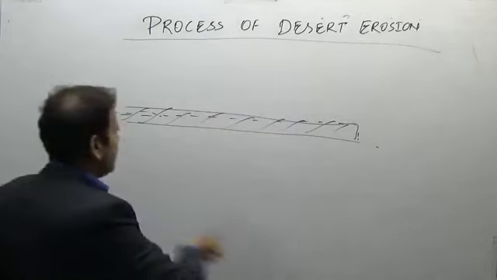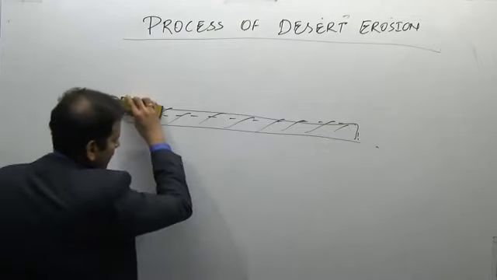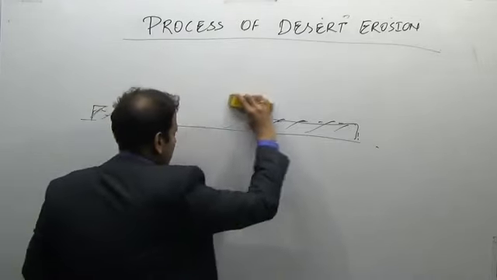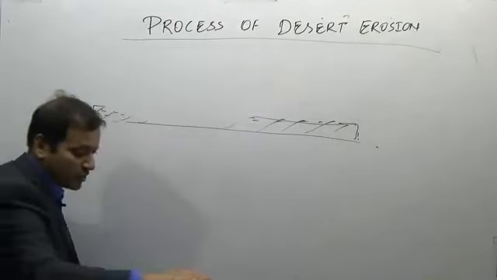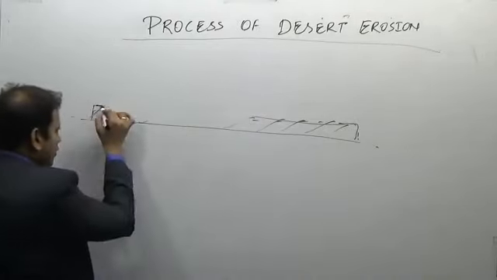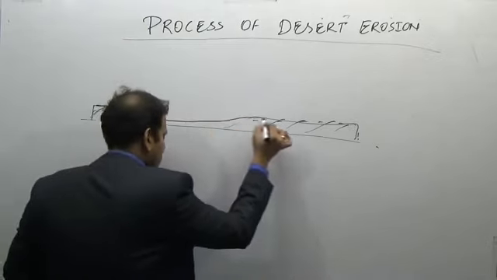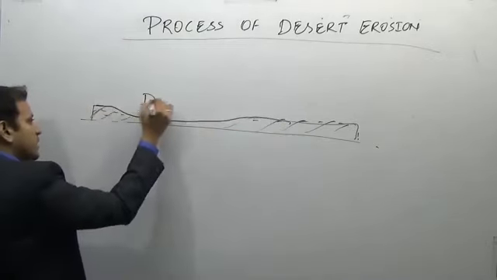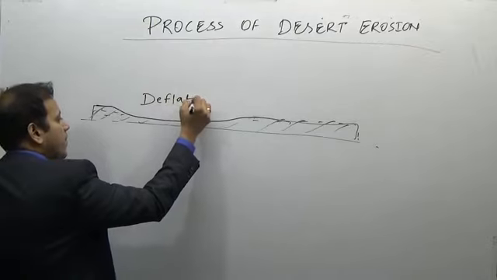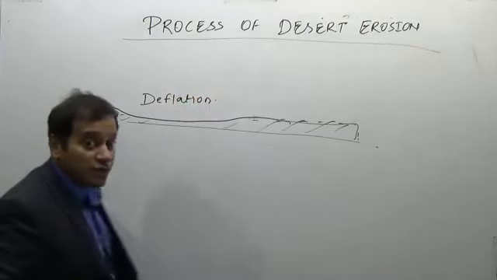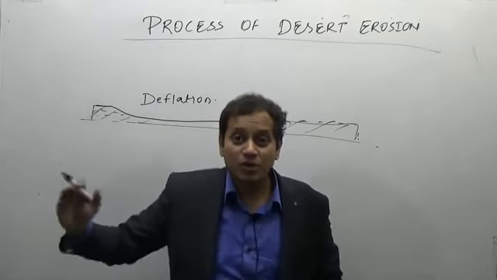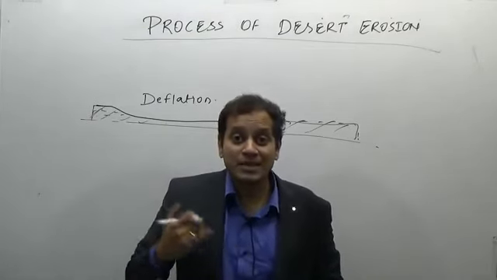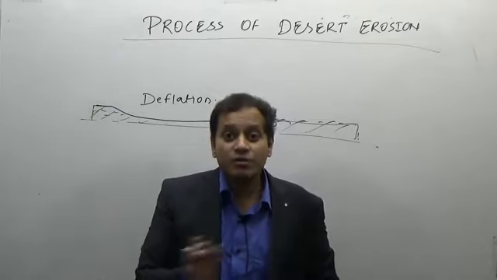So the wind will blow the topmost layer of the sands. It will keep on blowing the topmost layer of the sands. This process results in the formation of a hole-like depression, and is known as the process of deflation. So what is the process of deflation? Blowing away. How does the desert erosion take place? By the process of deflation. Deflation is the blowing away of the sand in the deserts.